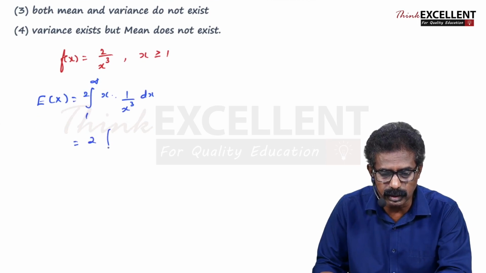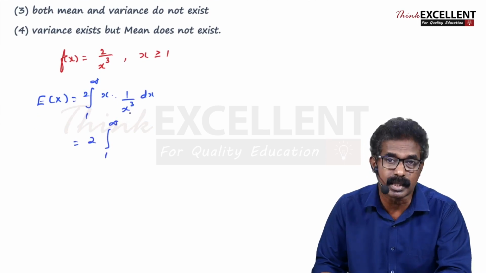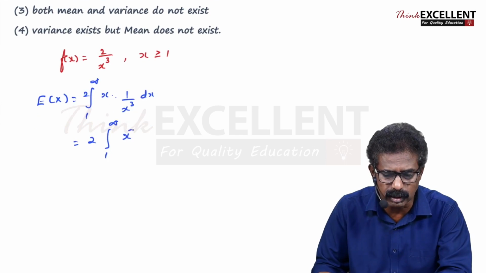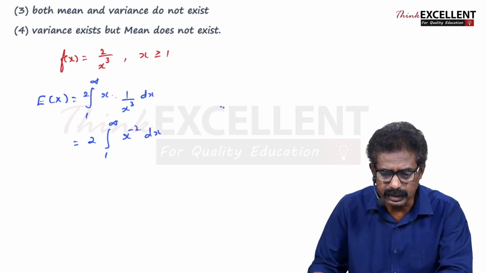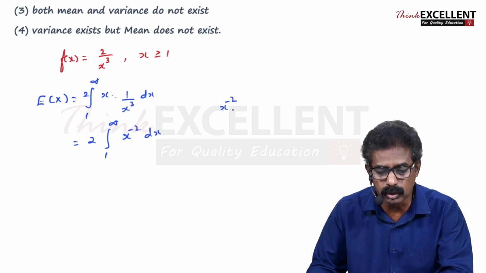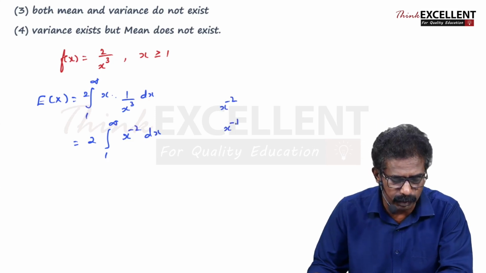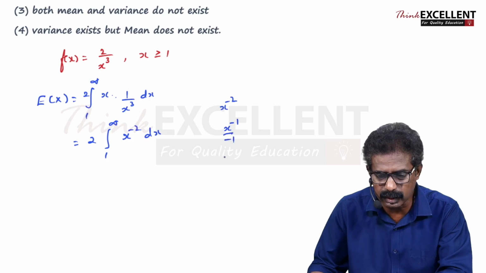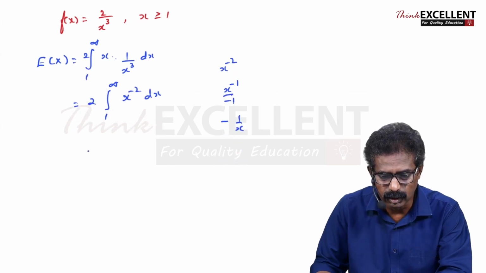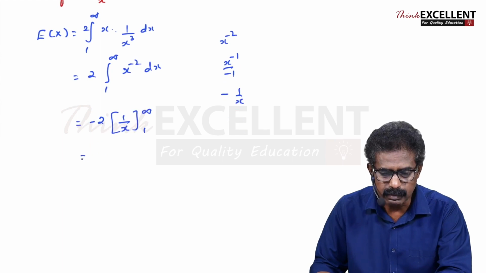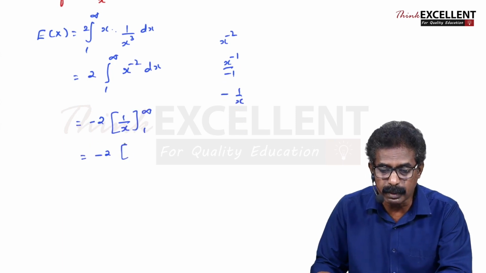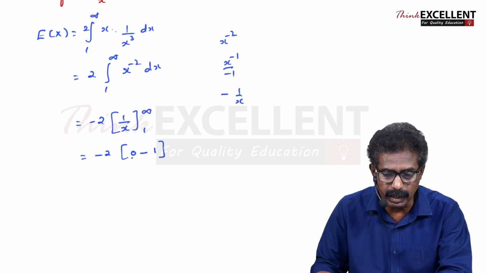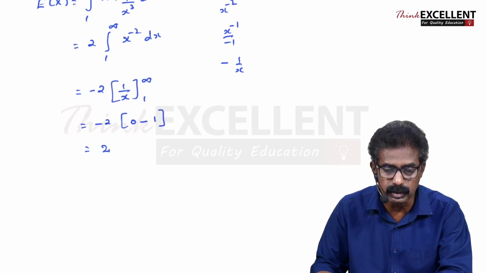That is 2 into integral 1 to infinity, x and x cube cancel, x square in the denominator, take it to the numerator, x raised to minus 2. Integrate, add 1 to the power, so x raised to minus 1 by minus 1, you are getting minus 1 by x. So 2 into minus 1 by x, limit 1 to infinity. Give the upper limit infinity, 1 by infinity is 0, minus 1 by 1 is minus 1, so minus 2 into minus 1 is plus 2. This is E of x, so mean equals 2, so mean exists.